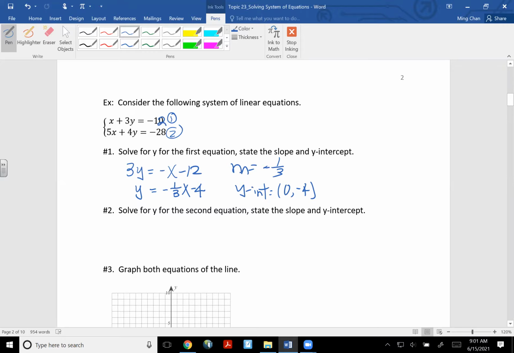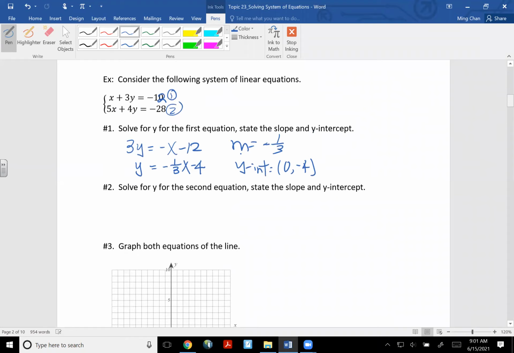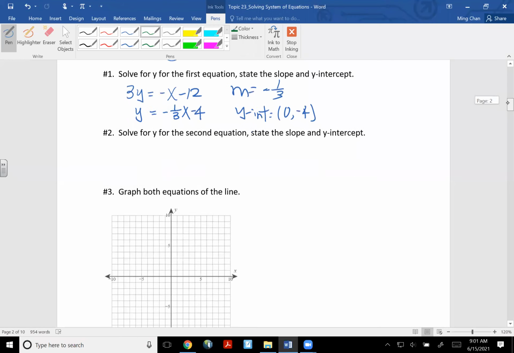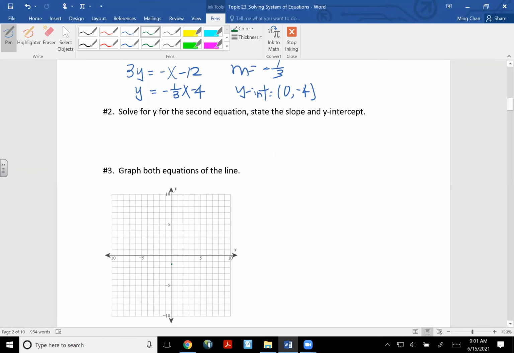All right, so I'm going to go ahead and graph it. I'm going to plot my y-intercept, and use the y-intercept and the slope to help me draw my first line. Y-intercept is (0, -4). 1, 2, 3, 4. That'll be right here. Use red points. My slope tells me to go down 1, to the right 3.